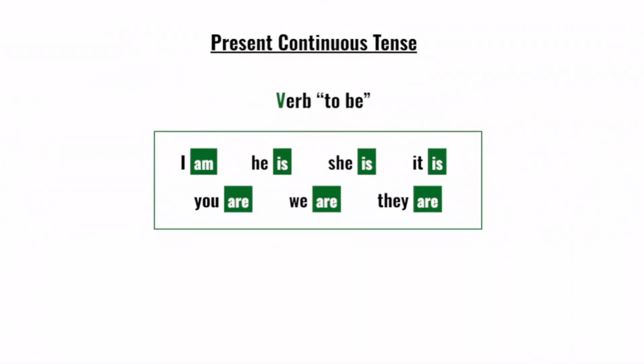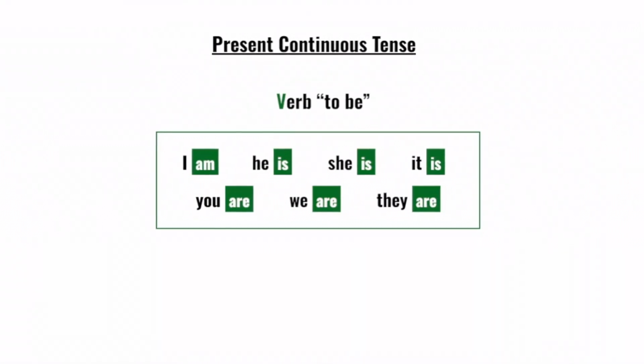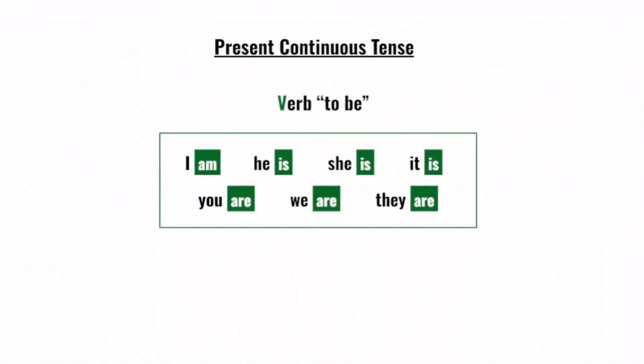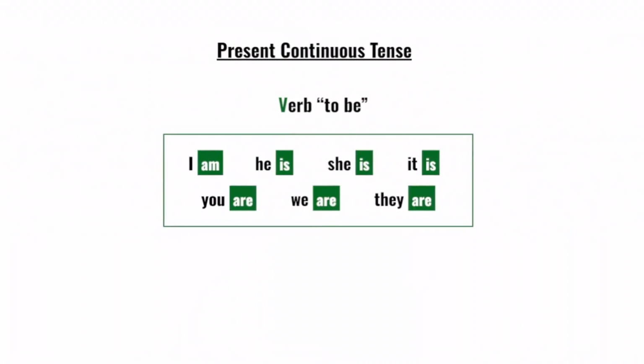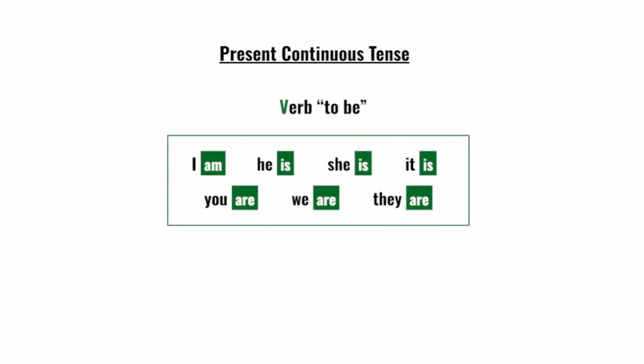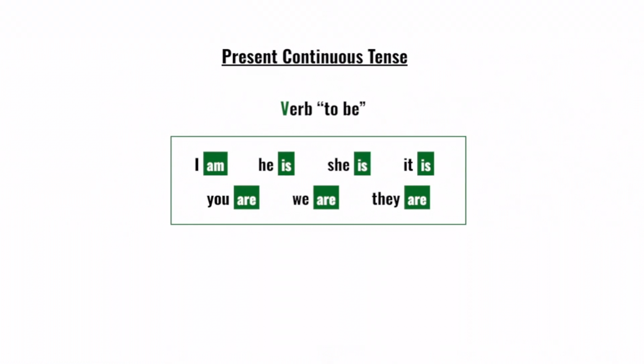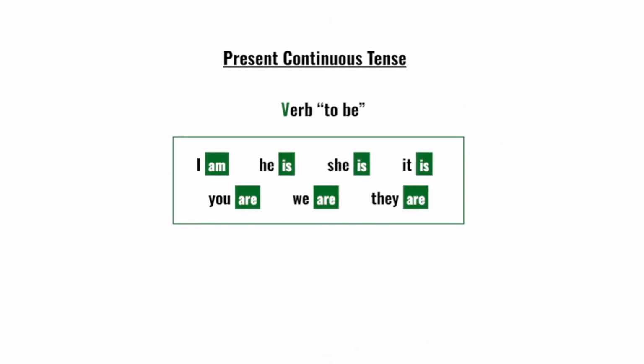When I was studying English, my teacher asked me to sing the song to memorize the verb to be. I am, he is, she is, it is. You are, we are, they are. I am, he is, she is, it is, we are, you are, they are. I'm terrible at singing, but I still have this song in my head.